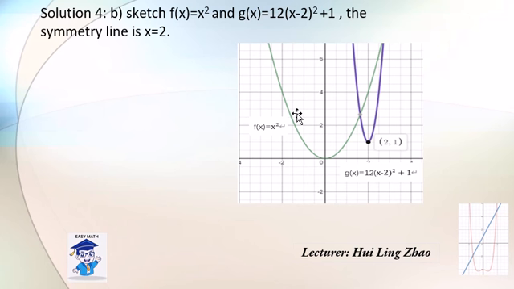And sketch the two functions. Like this one is the original function, that means the parent function, and the purple one is the transformed function. We can see the line of symmetry is x equals 2. And the graph moves to the right 2 units and up 1 unit.